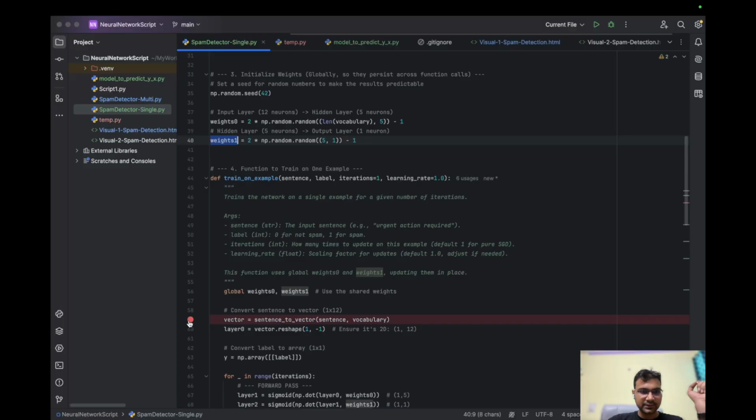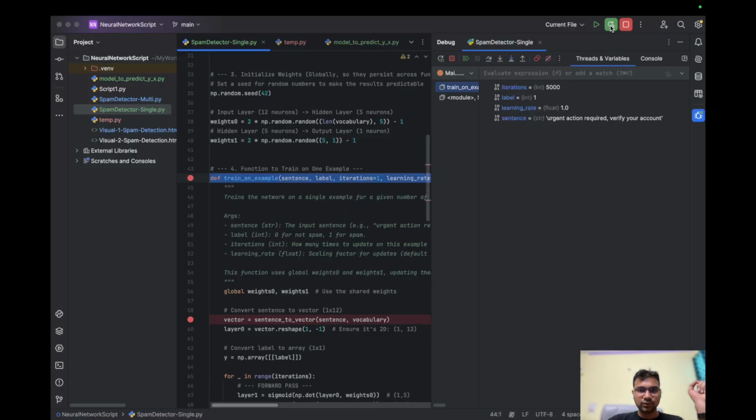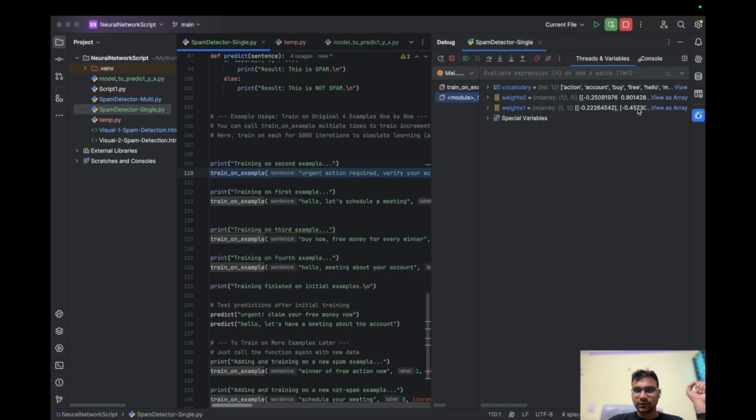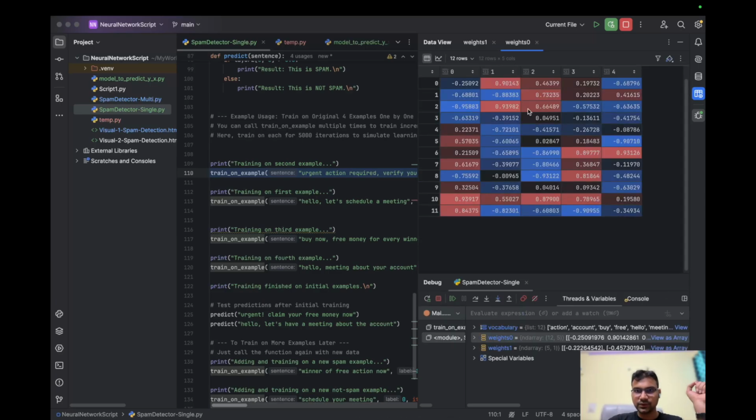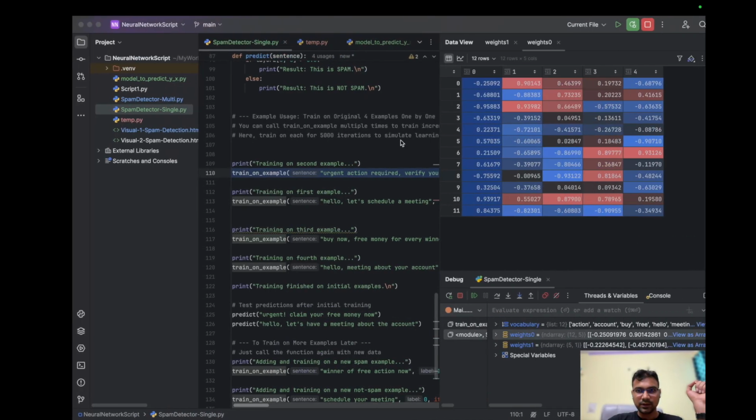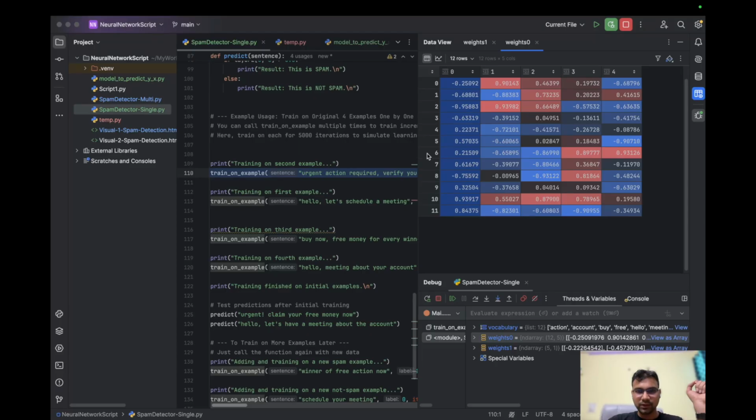Let's now visualize this and put a breakpoint over here. So yeah, it is here now. First, the weights, the weight 0. This is a 12 by 5 matrix. Each neuron, this is the 0th neuron, has weights mapped to all the other neurons in the layer, which we can see over here.